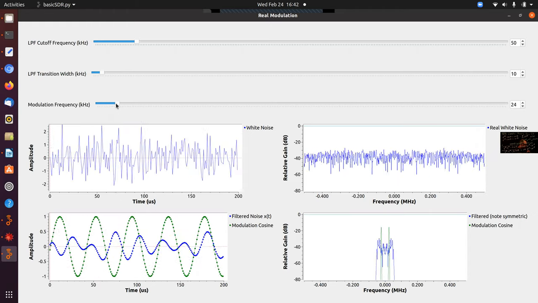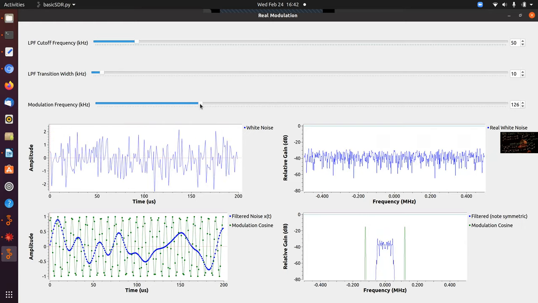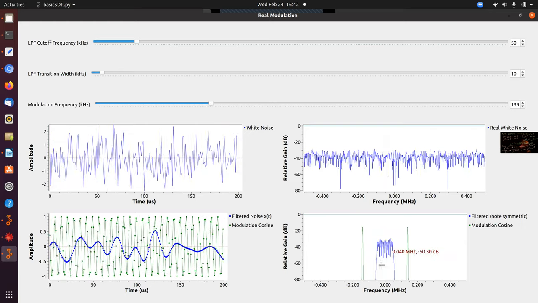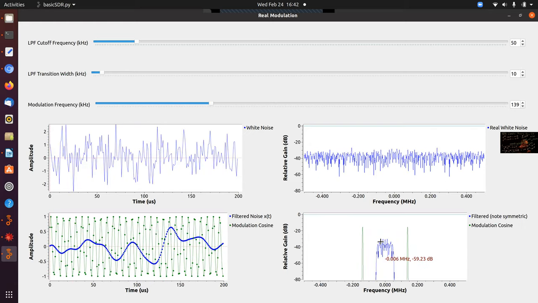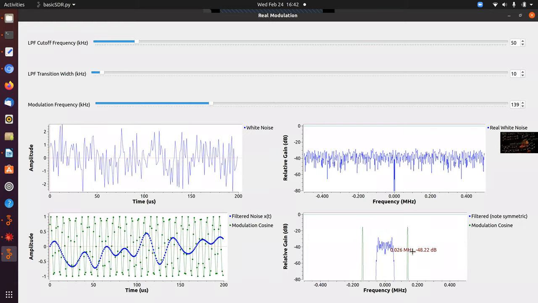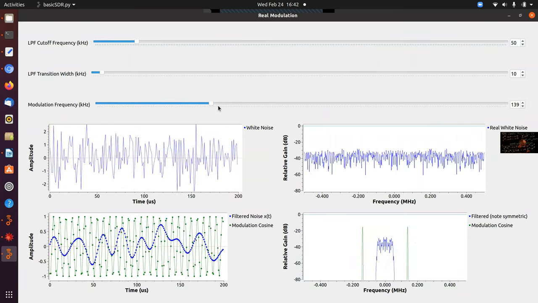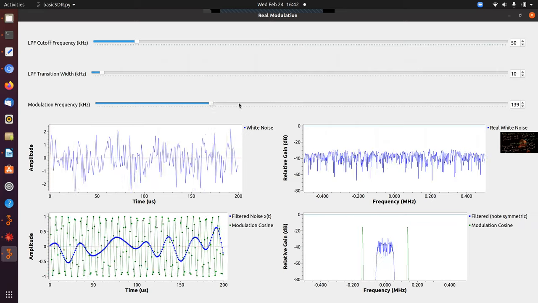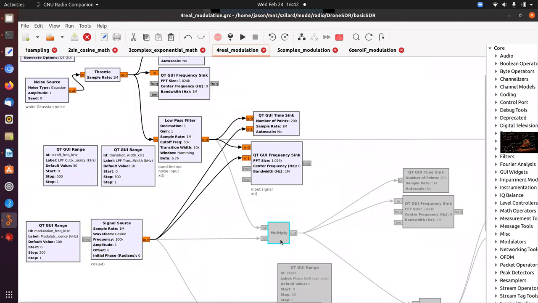So let me increase the frequency of that cosine. And you can see in the frequency plot, I've got my fake data signal or my fake audio signal, and the cosine is going to be symmetric around zero, and I can change the frequency of that cosine. That's what I'm going to do. So let me actually do that. Let me multiply them together and show the result of that multiplication.